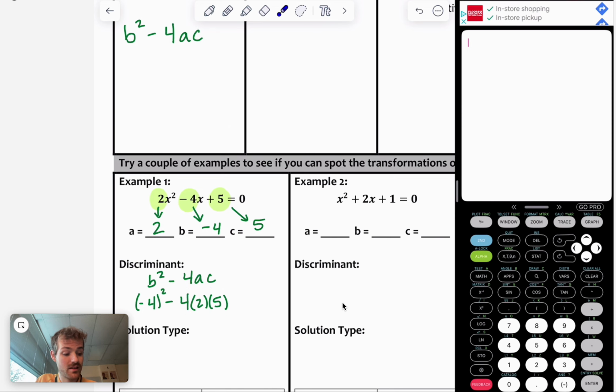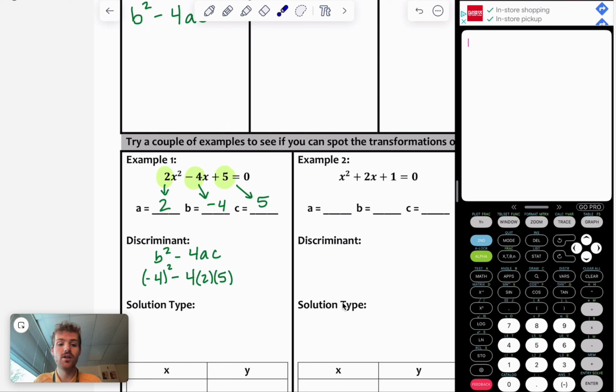Once you do that, you can either mental math your way through this, or you can type this into your calculator. So parentheses, -4, squared, minus 4 times 2 times 5. Click enter, and you will see our result is -24. Perfect. You have just used this discriminant formula to find this value of -24.